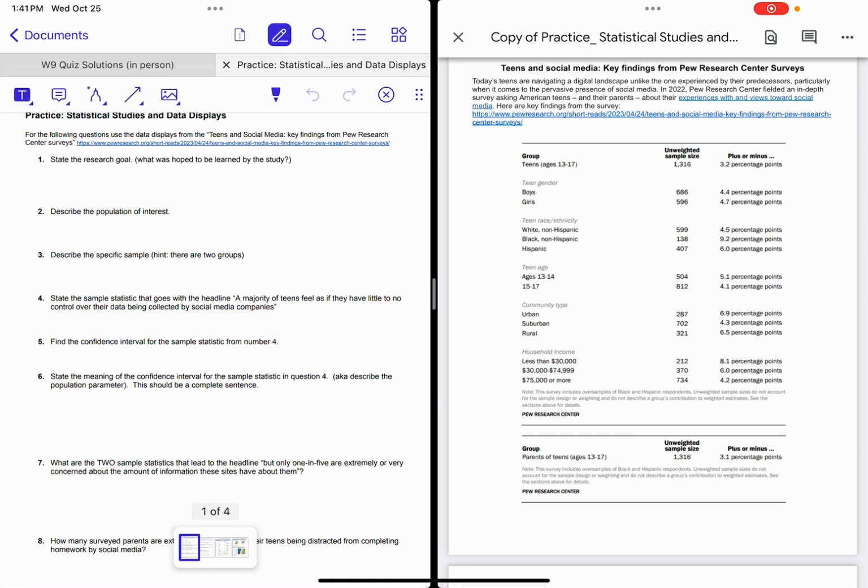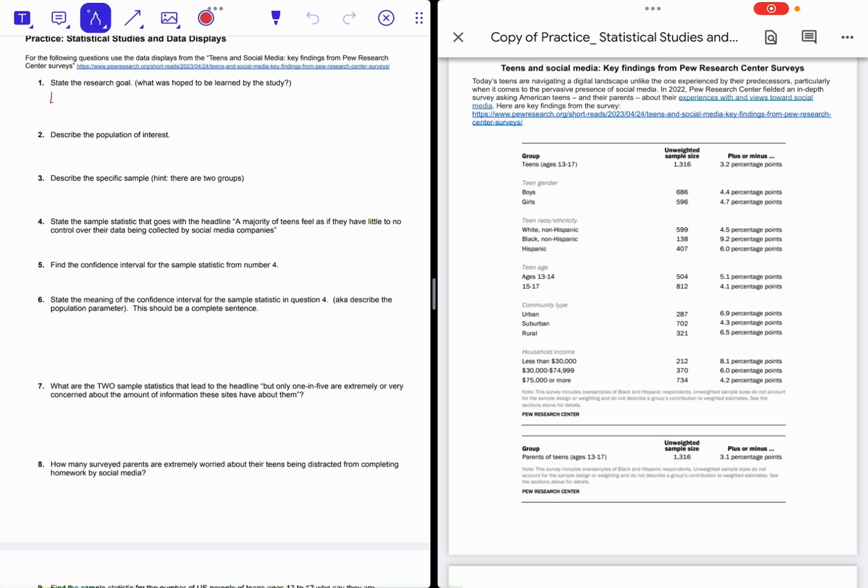So state the research goal, what was hoped to be learned. It's right there sort of underlined in the article. They're trying to learn more about the experiences and viewpoints towards social media that both teens and their parents have. So, let's turn on my marker. So, learn about experiences and views towards social media that parents and teens have. So the population then is basically teenagers and their parents.